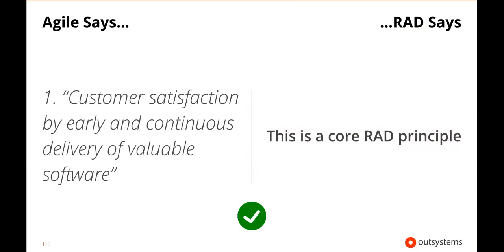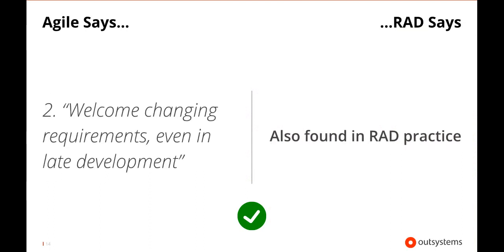So the first bullet in the manifesto is customer satisfaction by early and continuous delivery of valuable software. Now that is absolutely part of RAD. RAD believes in delivering sooner and prototyping rapidly. So they agree with each other on that point. And then Agile says that you should welcome changing requirements, even in late development. This is absolutely a key principle of RAD. RAD is a lot about focusing on loose requirements and adjusting them as needed throughout the development cycle.